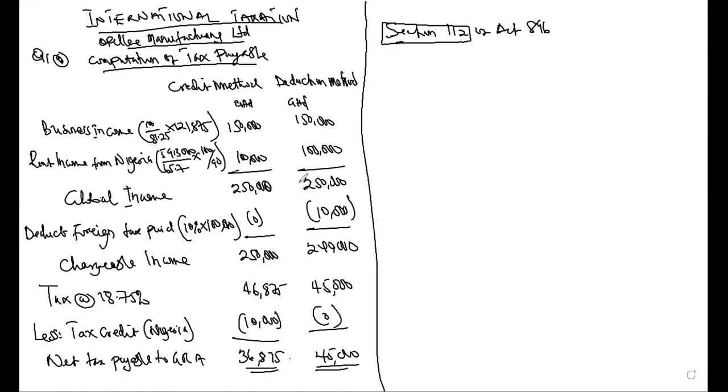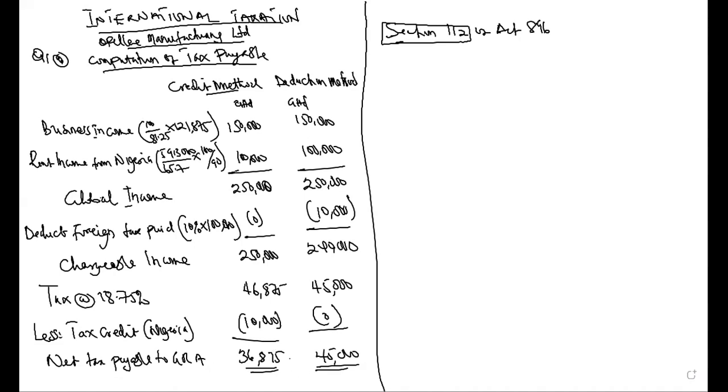I'm saying that under section 112 of Act 896, a taxpayer may write to the Commissioner General to relinquish its right under the double taxation agreement. So normally, if the taxpayer writes to the Commissioner General, it means that the credit method will not be used. So we use the deduction method. Because if you use the deduction method, the tax payable will be higher than if you use the credit method. Unless the taxpayer writes to the Commissioner General, you cannot use the deduction method.